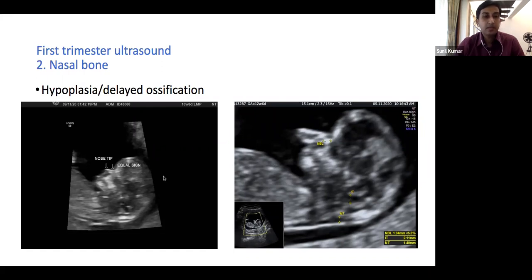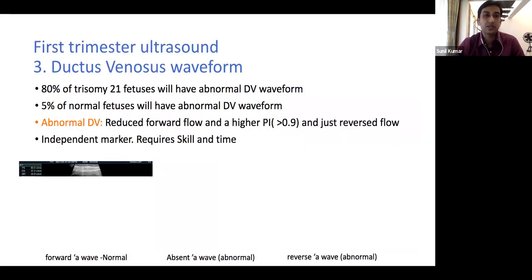The abnormality is when the nasal bone is not seen. That means it is hypoplastic or there is delayed ossification. It is one of the markers for Down syndrome.